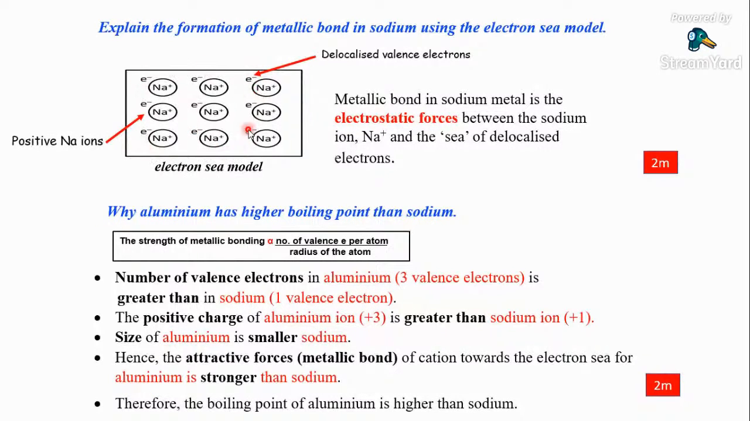If there are 9 sodium ions with positive 9, meaning positive 1 times 9, there must be 9 electrons as well. And then the question will ask why aluminium has a higher boiling point than sodium. You have to know the strength of the metallic bond is directly proportional to the number of valence electrons per atom, and inversely proportional to the size. Aluminium has 3 valence electrons, and aluminium has a smaller size compared to sodium and magnesium. So these are the reasons.